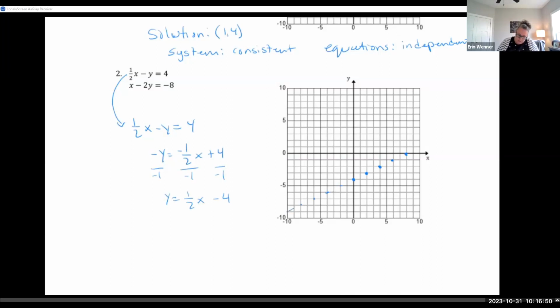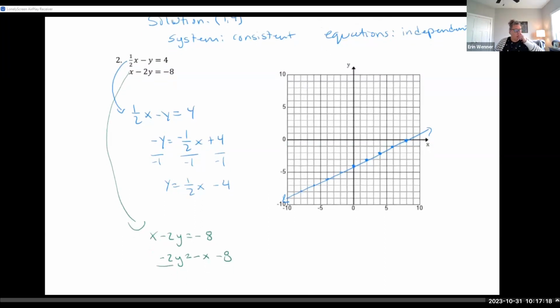Okay. And if we look at our second equation, bring that one down, I have x minus 2y equals -8. So we're going to subtract x, giving negative 2y equals negative x minus 8. We're going to divide by -2 on all 3 terms. Make this 2 a little nicer.